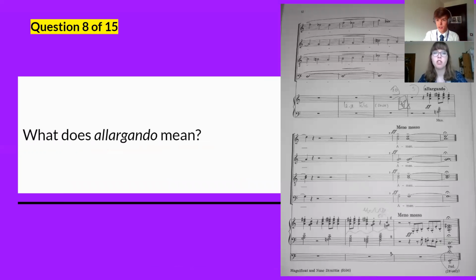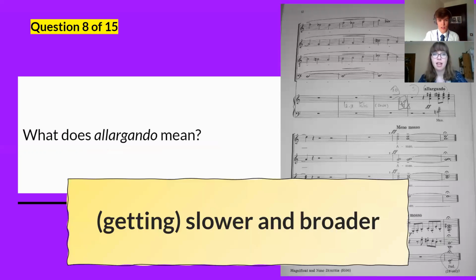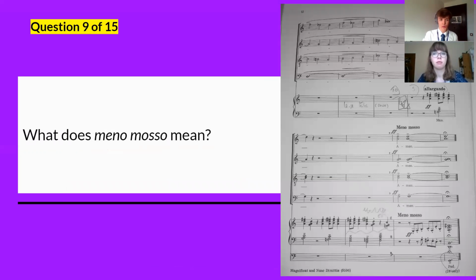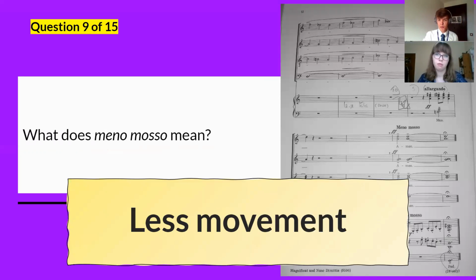Question number 8, what does allargando mean? It means broadening out, so slower and broader, so gradually doing so. Question number 9, what does meno mosso mean? You can see that on the penultimate bar. It means less movement, sort of literally. So it's a term to denote slowing down and, again, broadening towards the end.